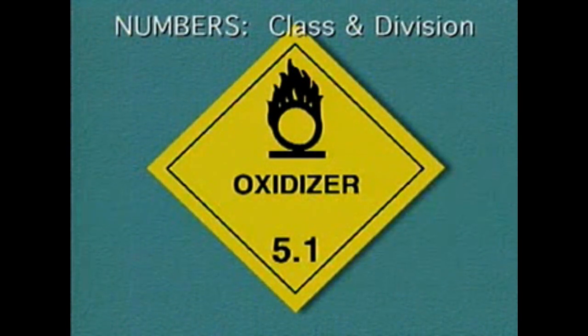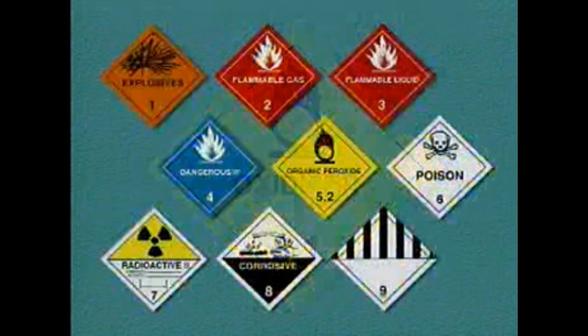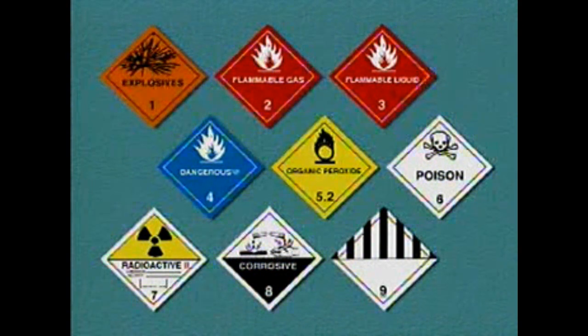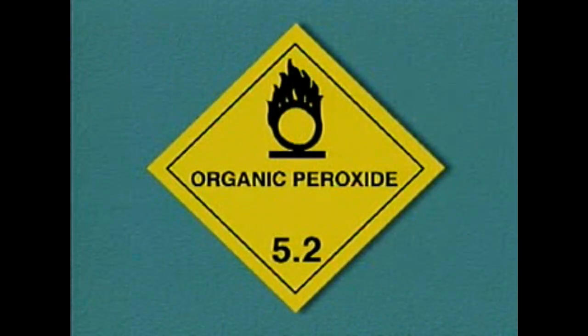The numbers that are on DOT labels represent the hazard class of the material and the division of the hazard class. DOT has grouped hazardous materials into 9 different classes, and they use divisions to further group some of the classes. The division numbers indicate the degree of the hazard, with the first division being the most hazardous. Here, for example, organic peroxide, 5.2, indicates that the material is in Division 2 of Hazard Class 5.